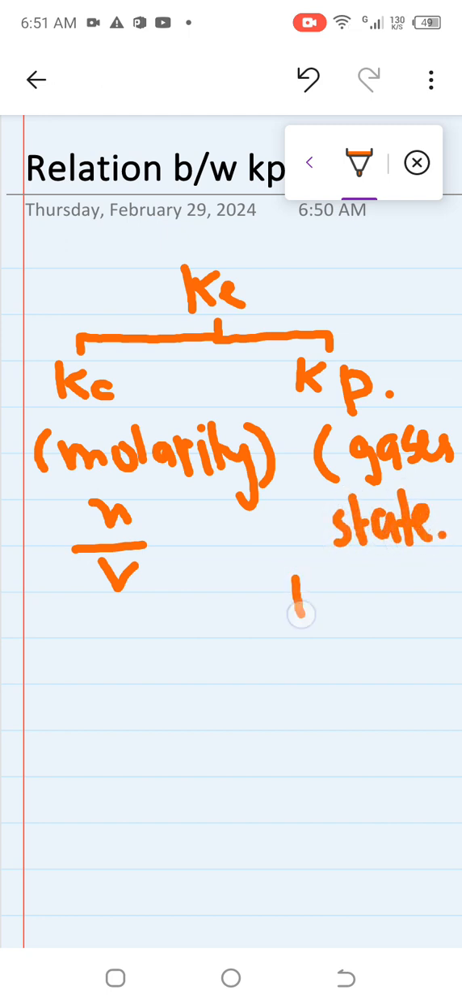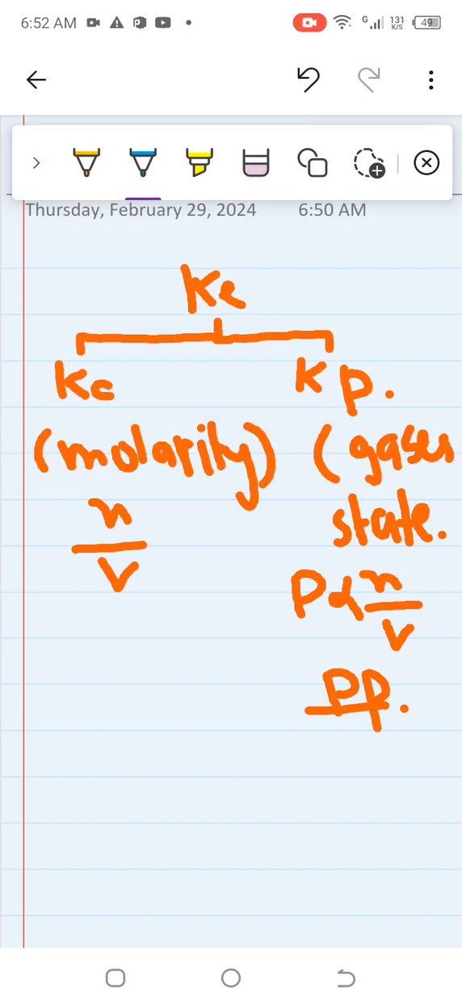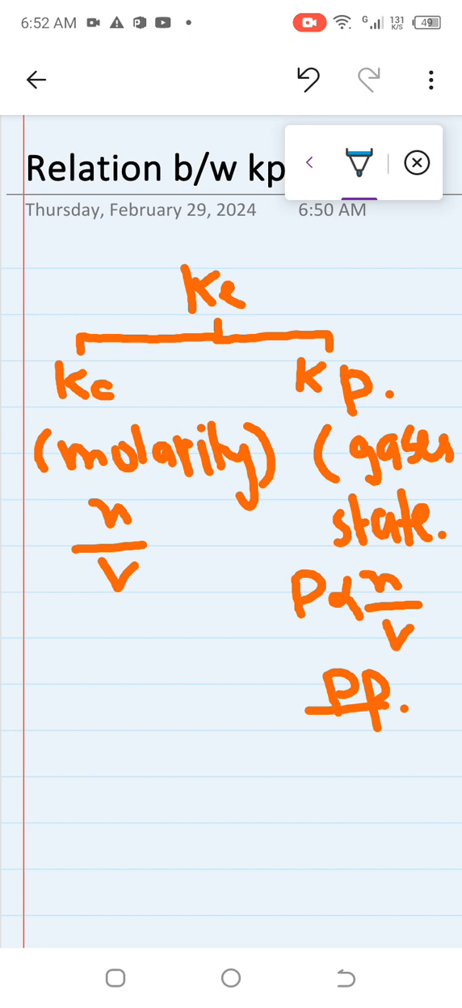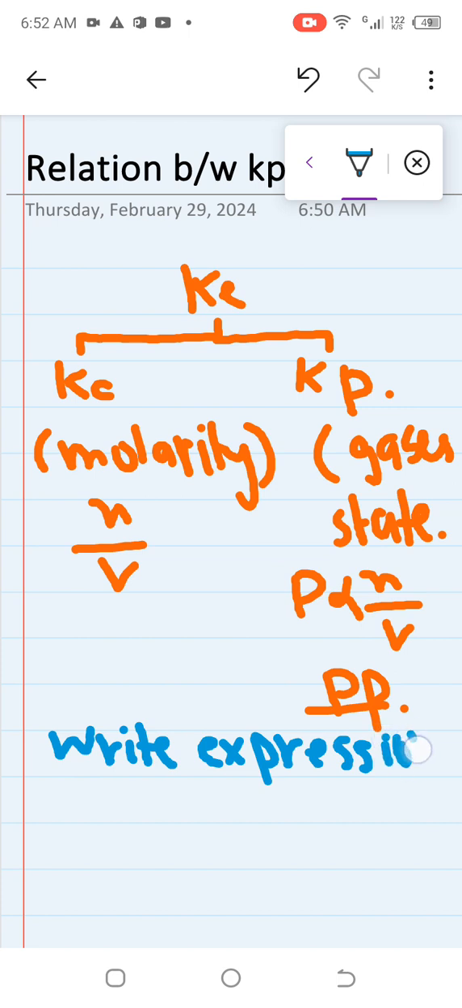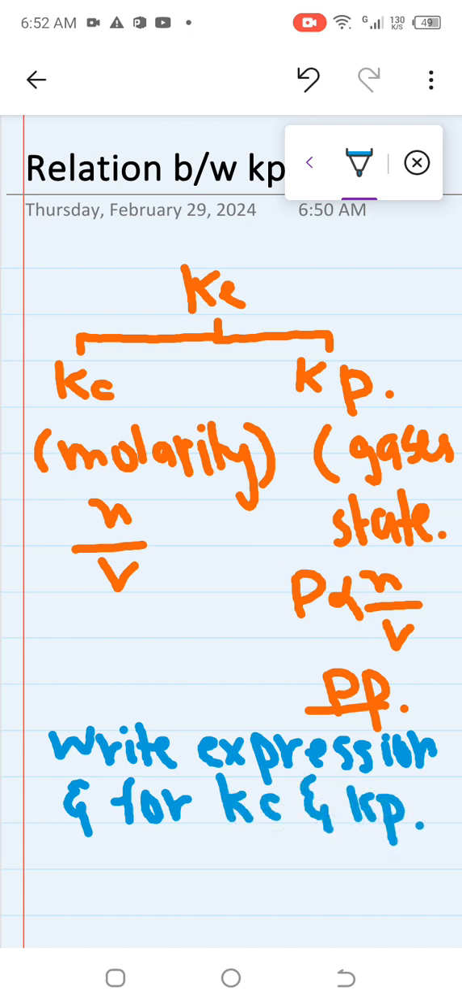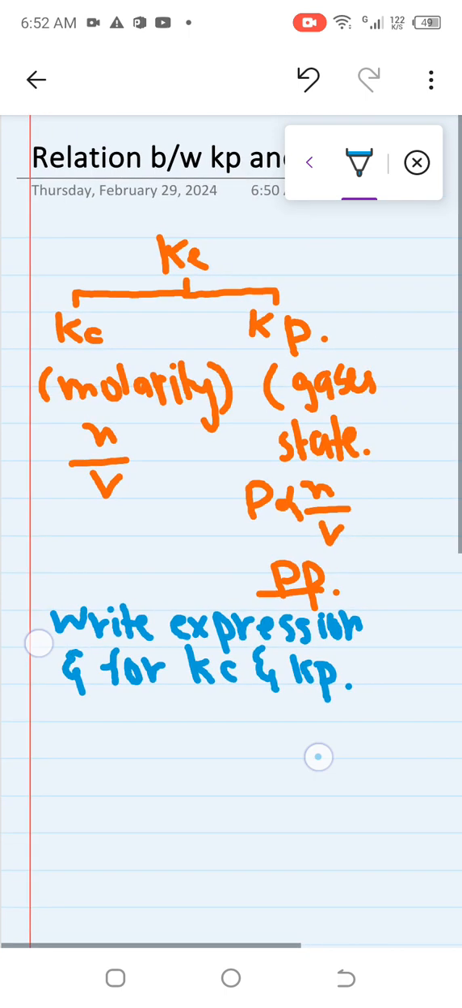Pressure is directly proportional to the number of moles per unit volume, so here we talk about partial pressure. Now let's see some examples of Kc and Kp. For example, if you are asked to write the expression and unit for Kc and Kp. Suppose this is one reaction.